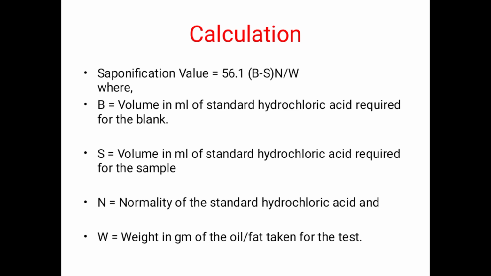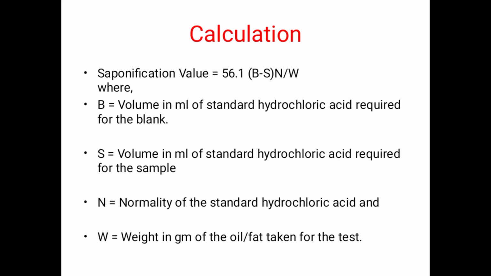Second, S means the volume in ml of standard hydrochloric acid required for the sample. Whatever sample we reflux with alcoholic potassium hydroxide solution, some of the potassium hydroxide is used for the saponification process, and you titrate the remaining excess KOH in the flask with hydrochloric acid solution. The burette reading is your S, the volume in ml of standard hydrochloric acid required for the sample.